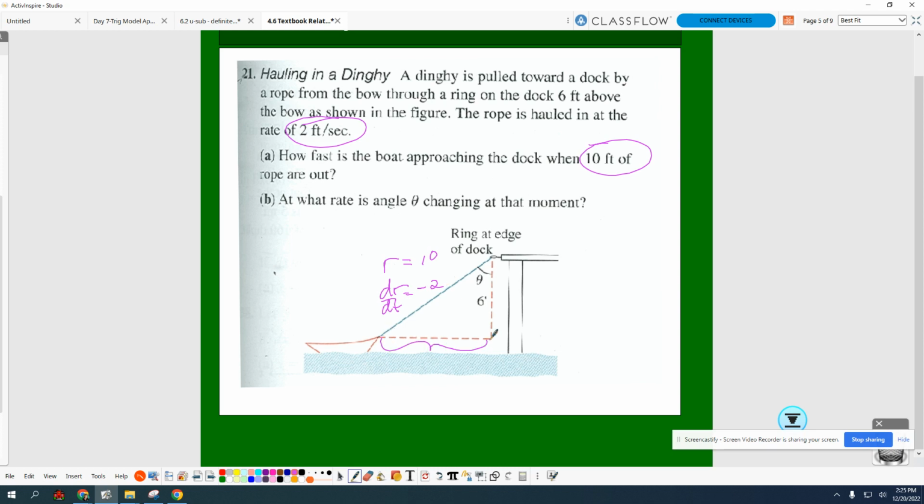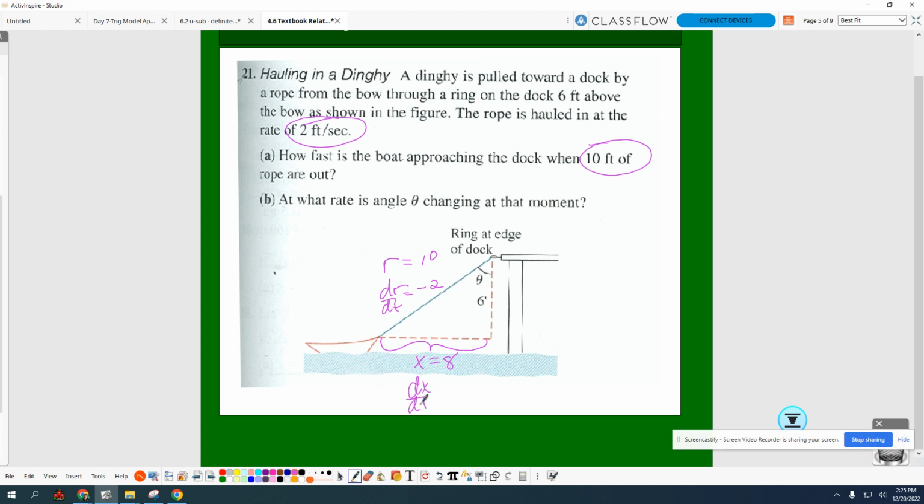When this little snapshot happened, do I know how far away the boat is from the dock? I'm not told, but can I calculate it? Yes, you can use the Pythagorean theorem. So this is 6, that's 10. What is this one going to be? 8, because you guys have seen this a lot. Or you do 6 squared plus x squared equals 10 squared. Good.